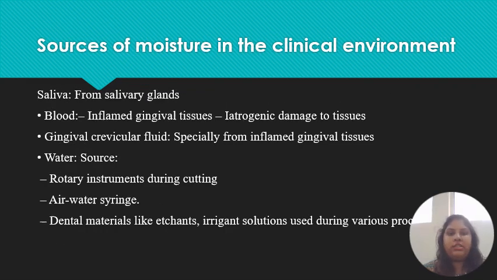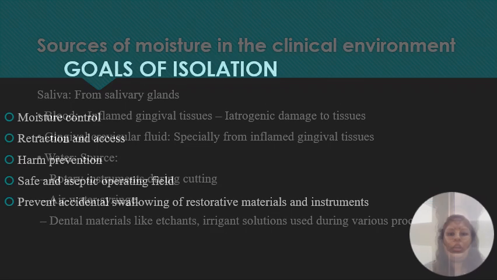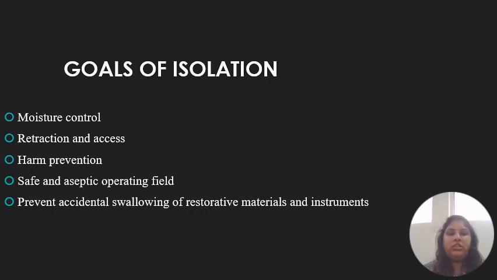So, sources of moisture in the clinical environment include saliva, then blood, gingival crevicular fluid, water source, that is rotary instruments during cutting, air water syringe. Then goals of isolation: first is moisture control, retraction and access, harm prevention, safe and aseptic operating field, prevention of accidental swallowing of the restorative materials and instruments.